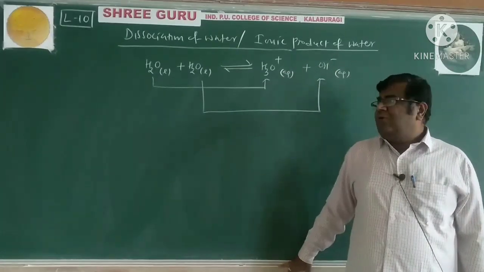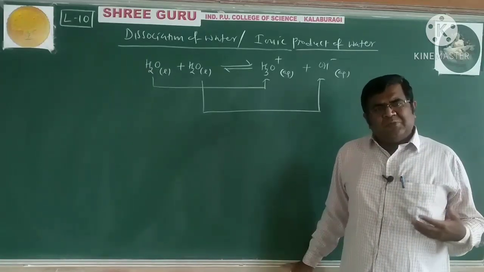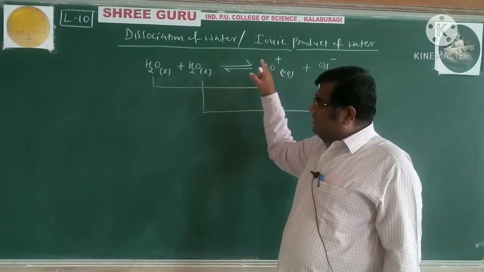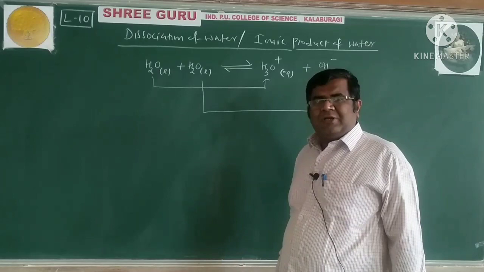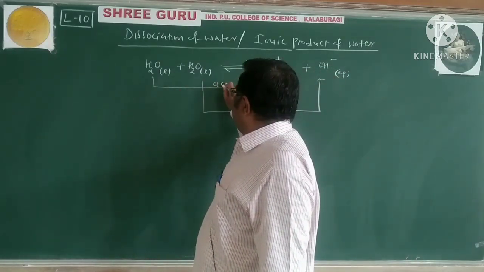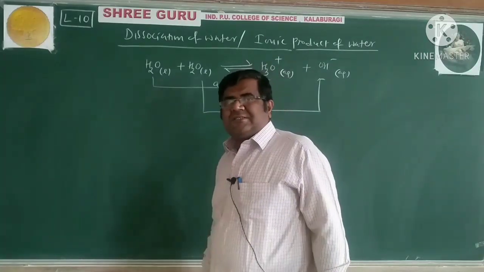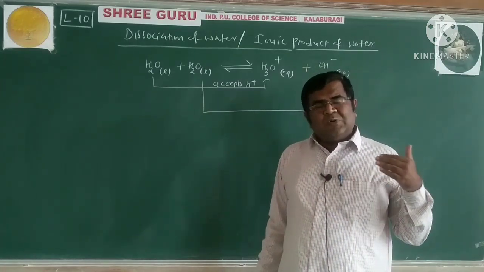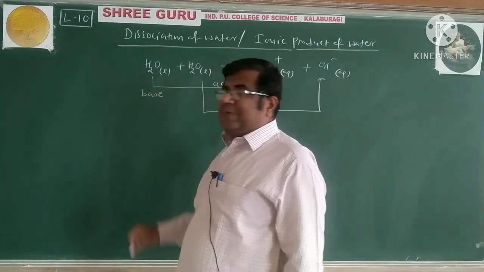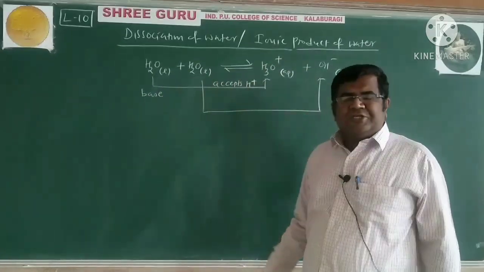Now how does H2O get converted to H3O plus? Of course by accepting a proton, because there are two hydrogens here and three hydrogens here. So one H plus has to be added, and H2O becomes H3O plus. So we can say this is by accepting a proton, and that substance which donates a proton is called an acid, and that which accepts a proton is called a base.